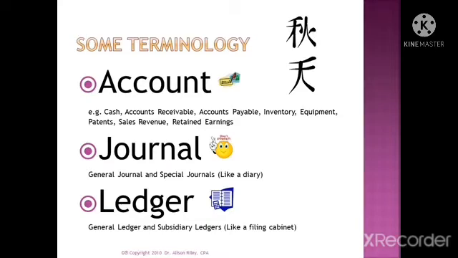A ledger is a compilation of accounts used by businesses, and in manual accounting information systems is also a physical book. The general ledger is a compilation of general ledger accounts, and the subsidiary ledgers are compilations of the subsidiary ledger accounts. We'll talk a little more about this shortly. Nowadays, in computerized systems, ledgers also only exist in virtual format.